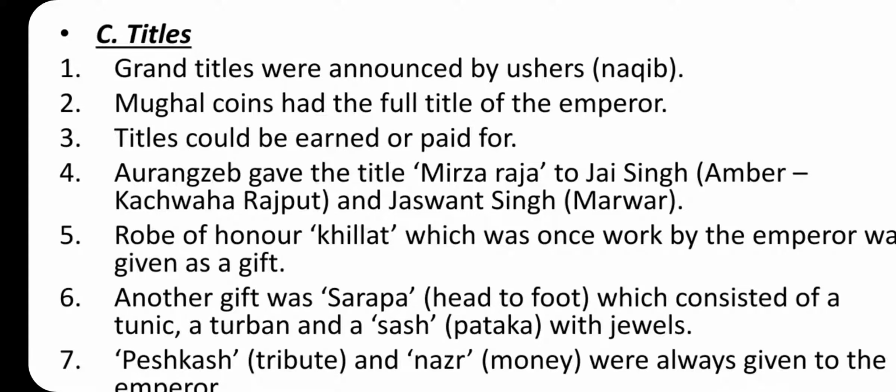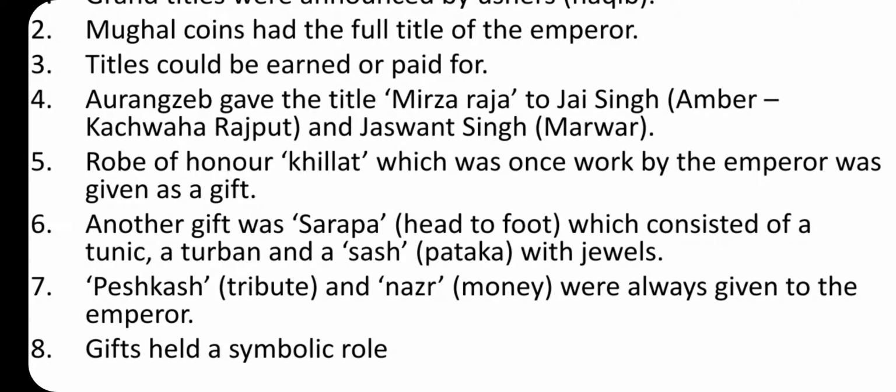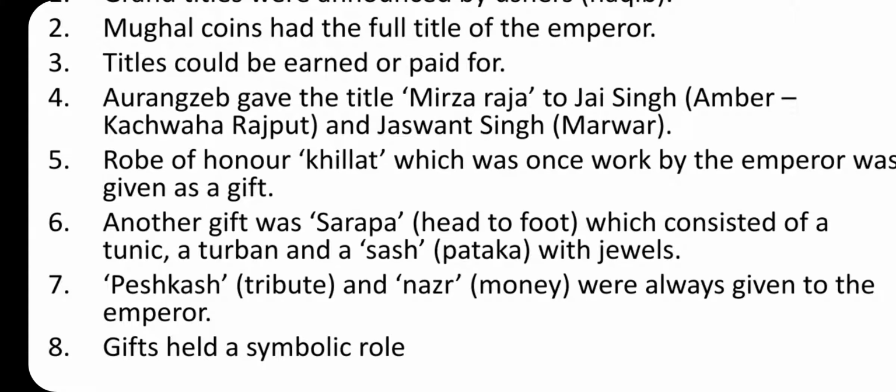We have an example here. Aurangzeb gave the title Mirza Raja to Jai Singh. Jai Singh was from Amer and he was a Kachwaha Rajput, and he also gave this title to Jaswant Singh from Marwar. Remember, when we come across names of regions like Amer, Marwar and Mewar, Amer would mean areas around Jaipur. Mewar, M-E-W-A-R, would mean Udaipur. And Marwar, M-A-R-W-A-R, would mean Jodhpur.